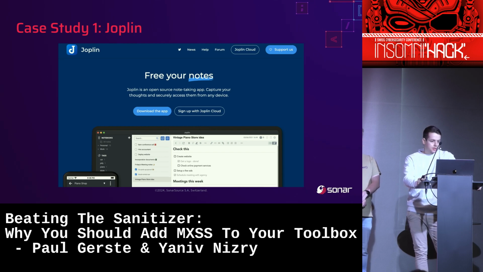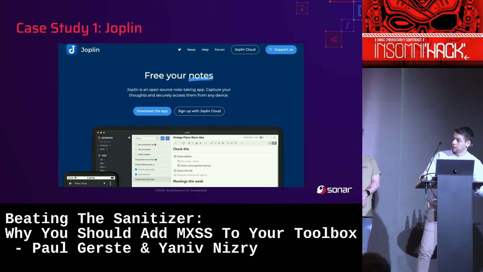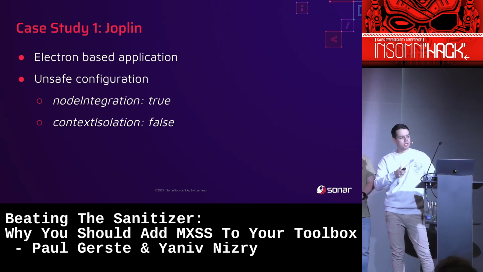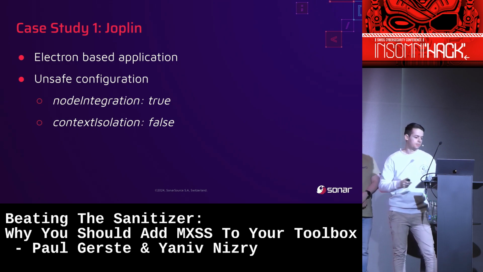The first one uses Joplin, which is a note-taking desktop app written in Electron. It has every attacker's wet dream: unsafe configurations. And for those of you who are not familiar with Electron, it basically means that an XSS on the main window is equivalent to code execution.